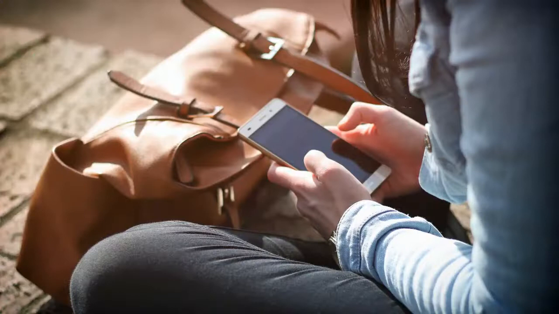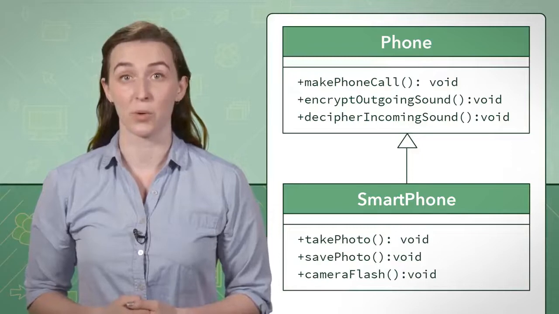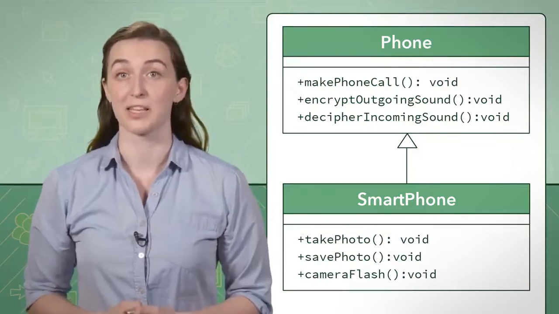A smartphone is a good example of where decomposition works better than inheritance. A smartphone has characteristics of a phone and a camera. Here is one design. It does not make sense for us to inherit from the phone and then add camera methods to the subclass smartphone.